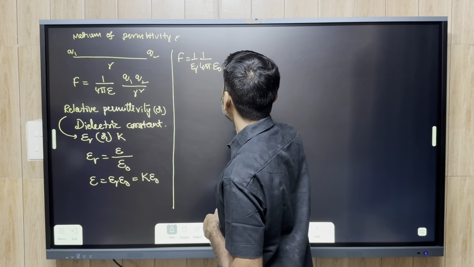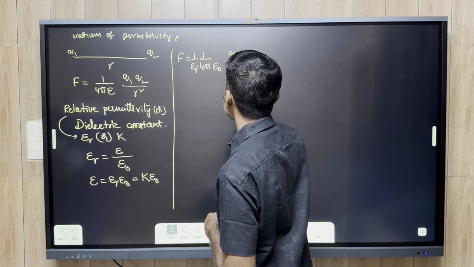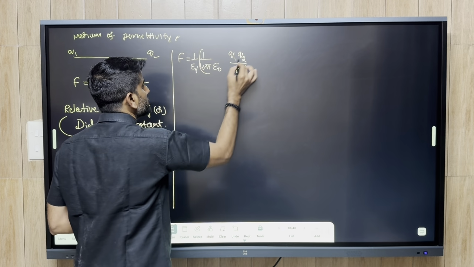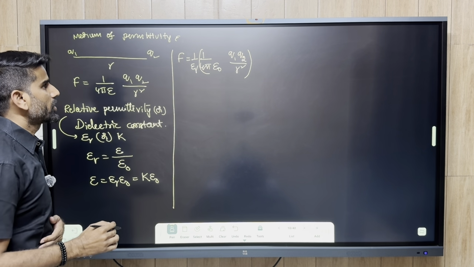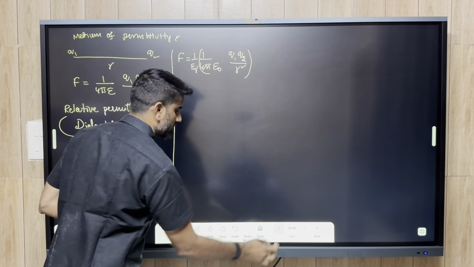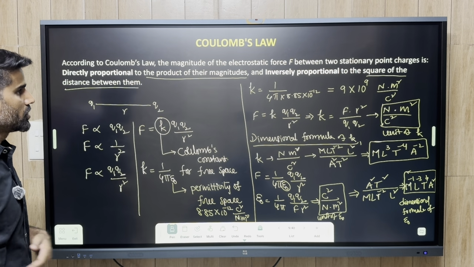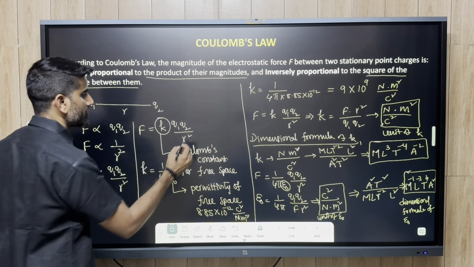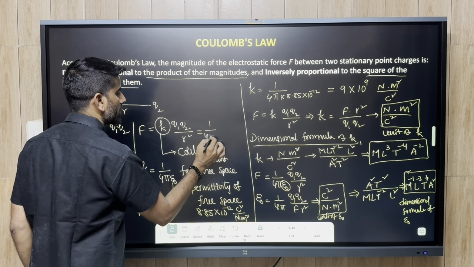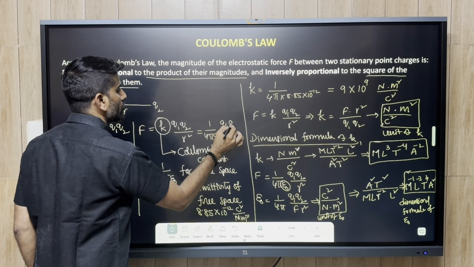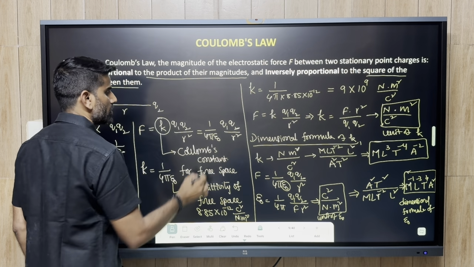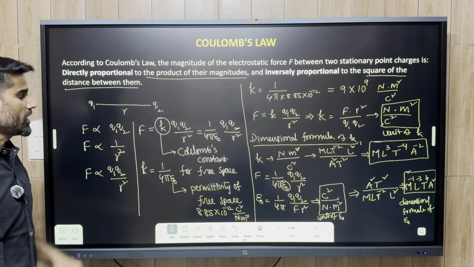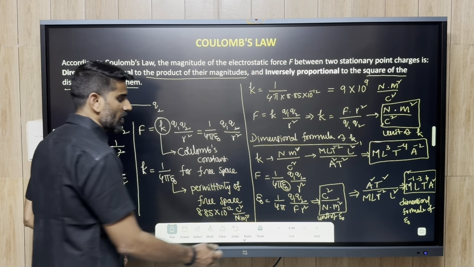And we are left with the multiplication of charges q1 and q2 upon r square again. Now I know this whole thing, 1 by 4 pi epsilon naught q1 q2 by r square. What is this quantity? This k can be replaced with 1 by 4 pi epsilon naught. So 1 by 4 pi epsilon naught q1 q2 by r square is the force f in free space.